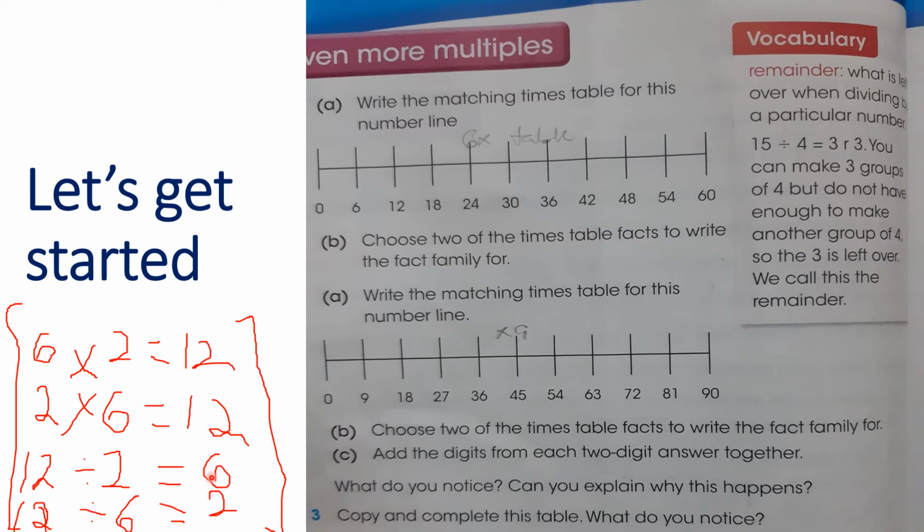C says add the digits from each 2-digit answer together. Now what are digits? What did I tell you that digits is? Remember, we said this repeatedly in our lessons. We said that digits are numbers. If I say 3-digit number, what does that mean? It means the number has 3 numbers in it, like this, for example, 1, 4, 2.